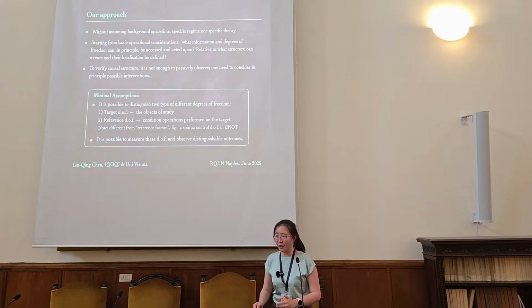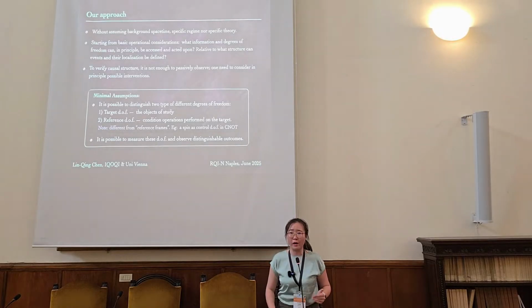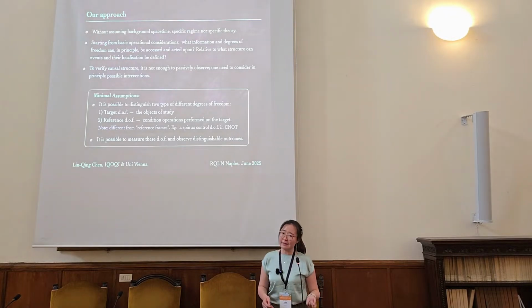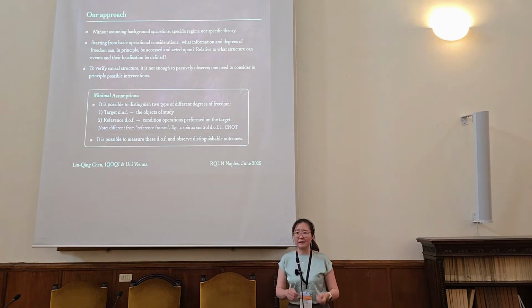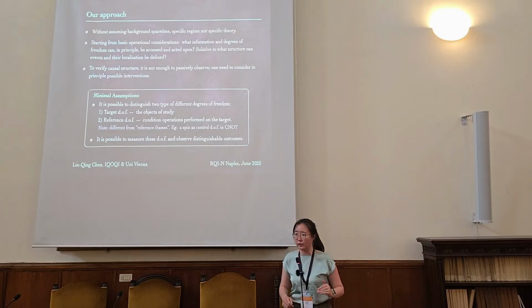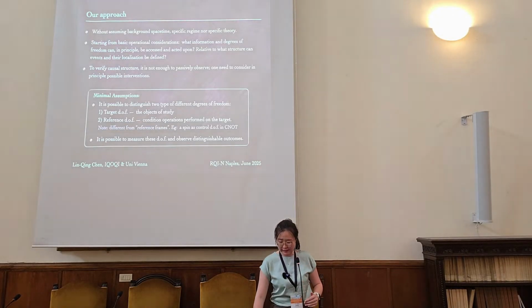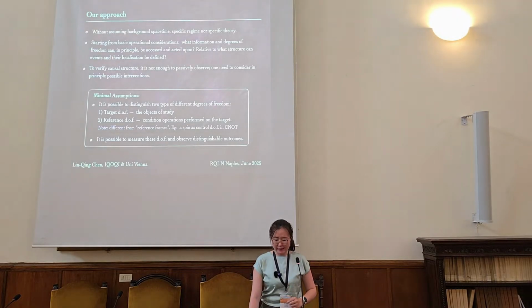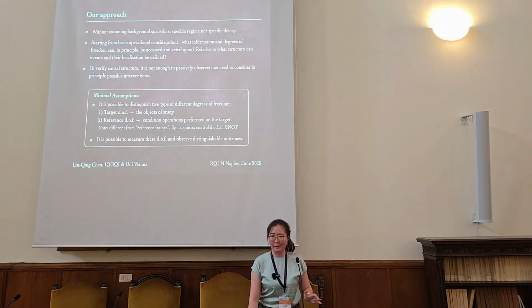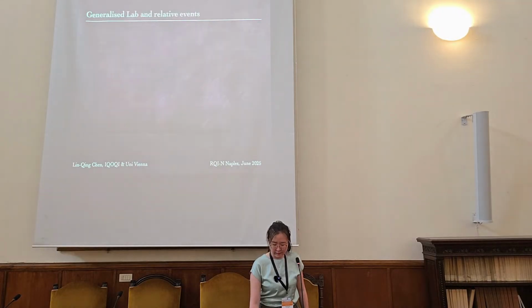It is important to note that this is a different notion from the quantum reference frame that has recently been studied. For instance, a spin can serve as a quantum reference frame, but in this context, a spin can serve as a controlled degree of freedom, for example the control of a CNOT gate. And the next point of the assumption is that it is possible to measure this degree of freedom and observe distinguishable outcomes.